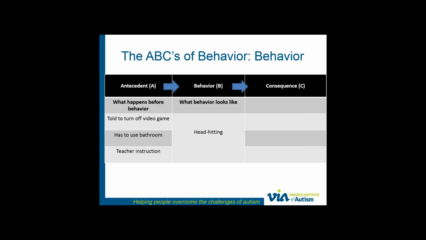One important thing to know is that the same behavior can sometimes be triggered by multiple different antecedents or triggers. So a child may hit his head when you tell him to turn off the video game, when he has to use the bathroom, with the teacher instruction. So multiple different antecedents can trigger the same behavior. Okay.